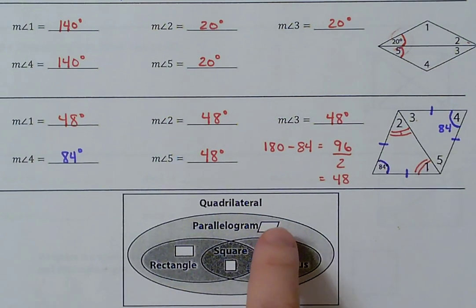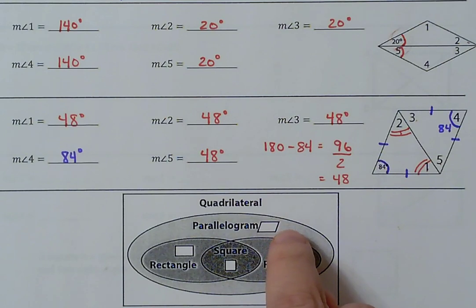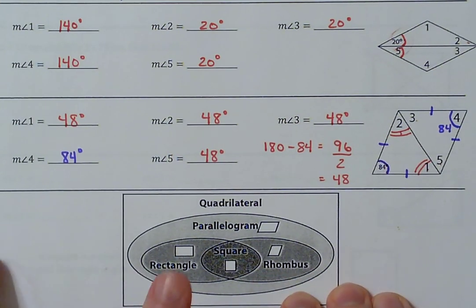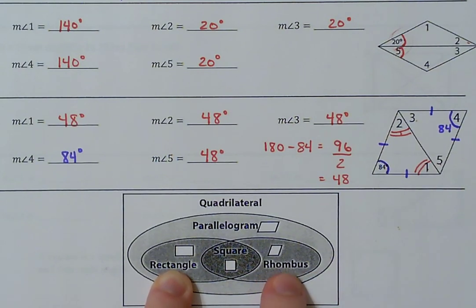Then, for a rhombus, we know it's a four-sided shape. It's a parallelogram, meaning opposite sides are parallel. And the definition of a rhombus tells us that all four sides are congruent. So, rectangle, all four angles are 90 degrees. Rhombus, all four sides are congruent. So rectangle has 90-degree angles. Rhombus has all four sides congruent.